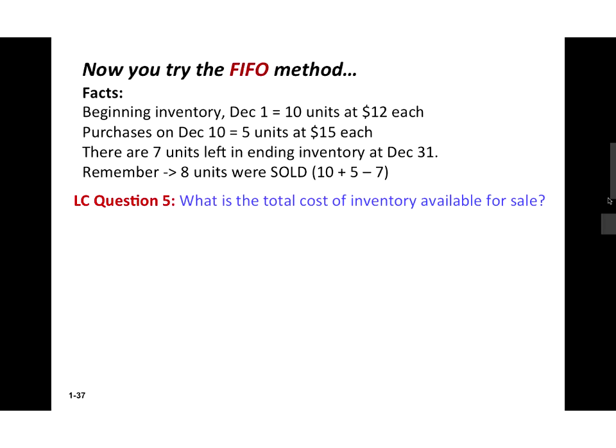I'm going to be closing this one in about 10 seconds. So you want to make sure you get your answer in. Now, you're going to see this question again when we get to LIFO. I'm going to ask you what's the total cost of inventory available for sale, and the answer is going to be the same. So I could put up what's the total cost of inventory available for sale under LIFO, and you could still answer. It'll be the same answer. It's always your beginning inventory plus your purchases.